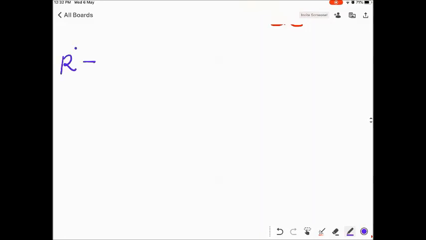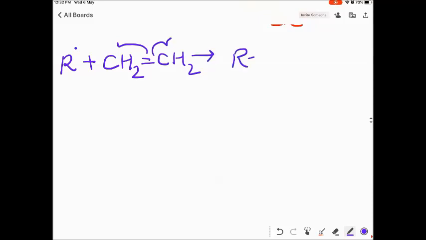Alkyl free radical attacks ethene molecule, and there is a homolytic cleavage of the pi bond. Alkyl group combines with carbon of the CH2, so this another free radical is generated. This is a chain propagation step rather. So a large number of molecules may combine with one another.